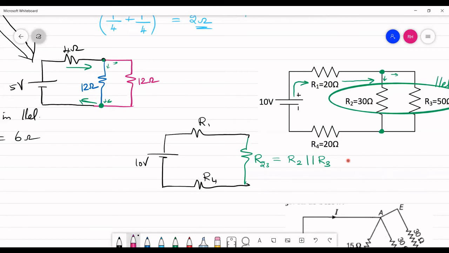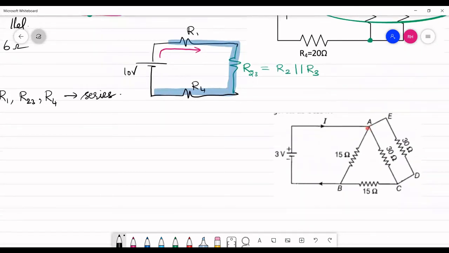If you see here, now current comes out of the voltage source. Whatever current comes out of this voltage source is going to flow through R1. The same current is going to flow through R23, and that same current is flowing through R4. So I could say that R1, R23, which is the parallel combination of R2 and R3, along with R4 are all connected in series.